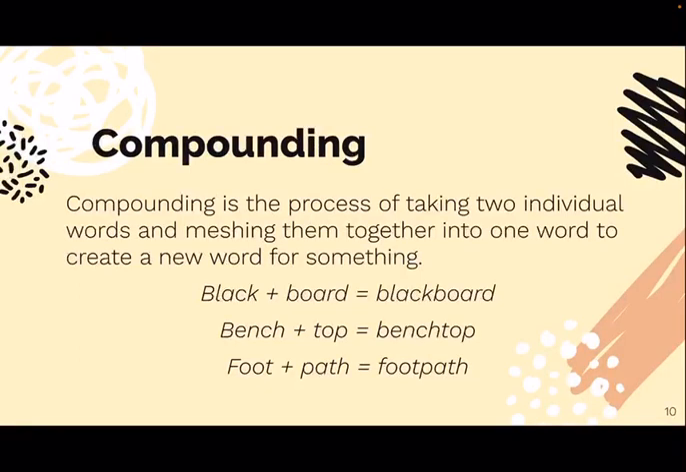Compounding is the process of taking two individual words and meshing them together into one word to create a new word for something. So again, we did briefly touch on this before when we talked about blending. So it's putting two words together to create a new word, but you don't change either of the words. So black and board to blackboard, bench and top to bench top, and so on.